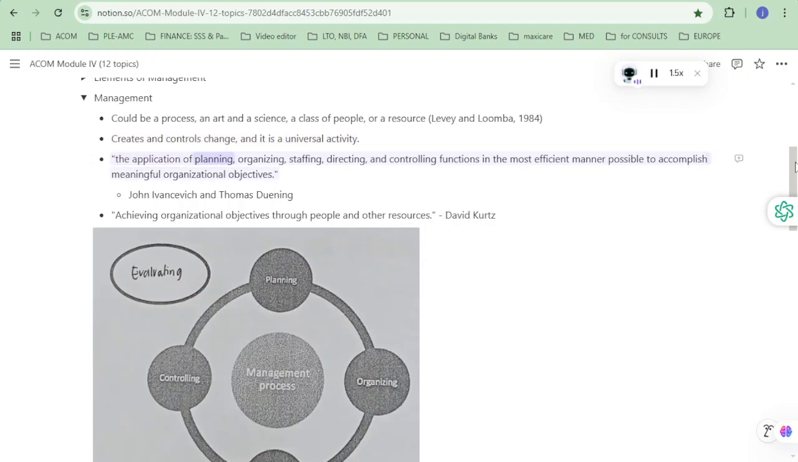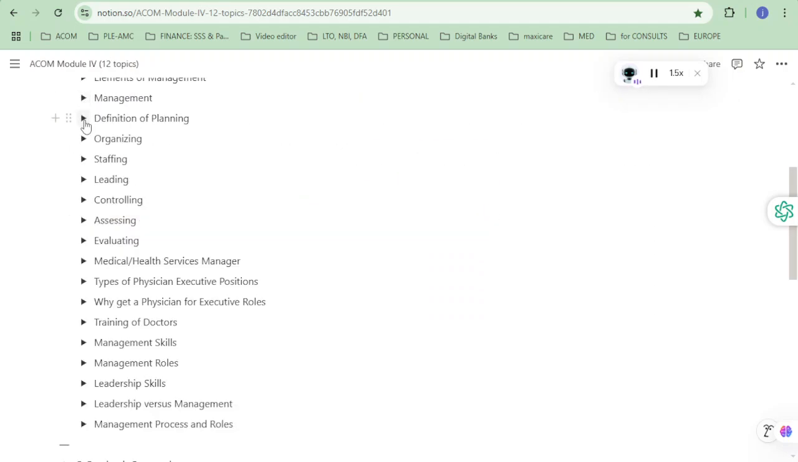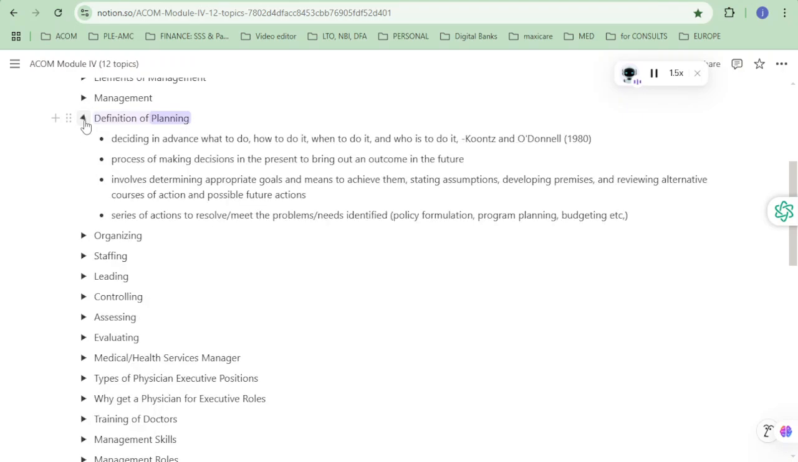The application of planning, organizing, staffing, directing, and controlling functions in the most efficient manner possible to accomplish meaningful organizational objectives. John Ivancevich and Thomas Duening. Achieving organizational objectives through people and other resources. David Kurtz.